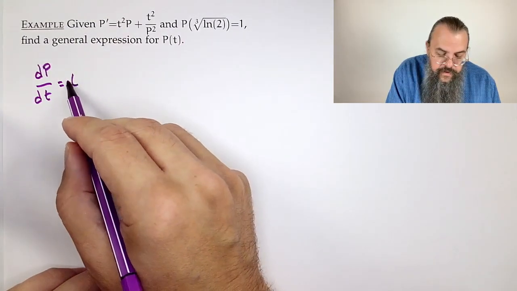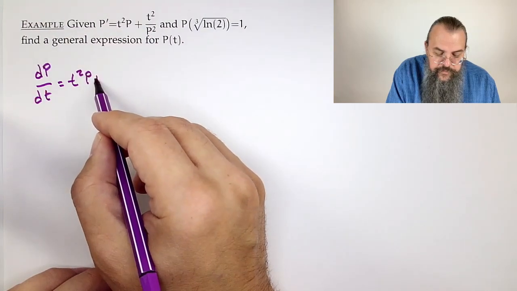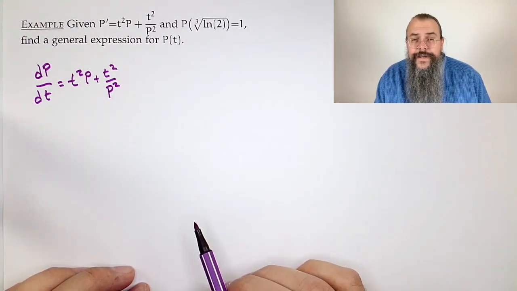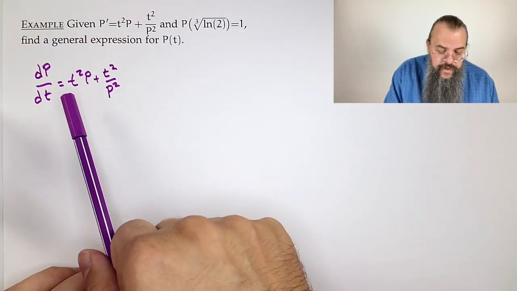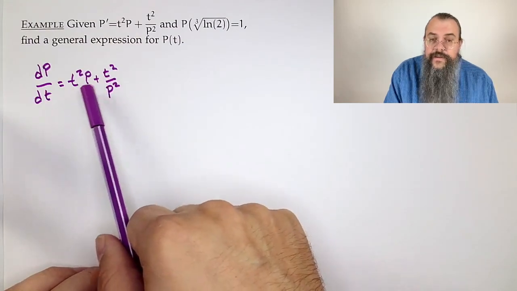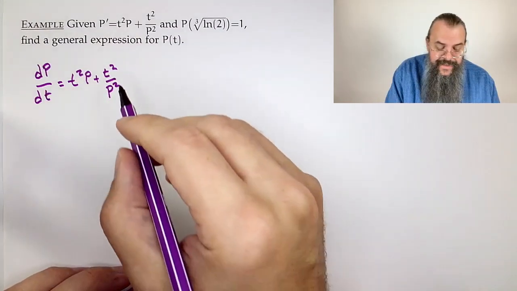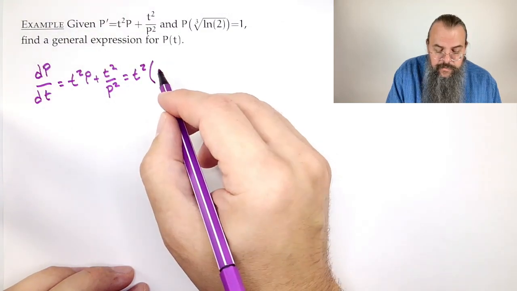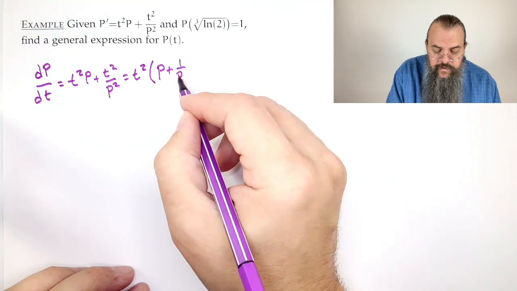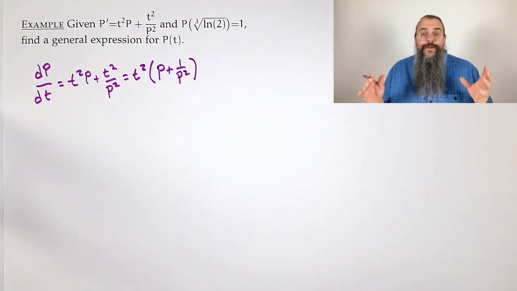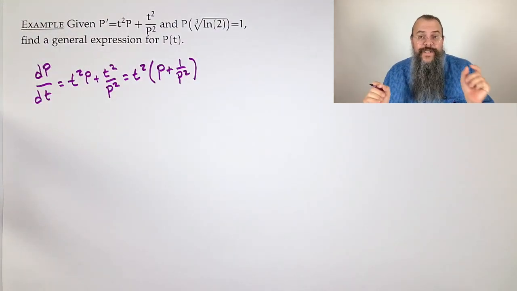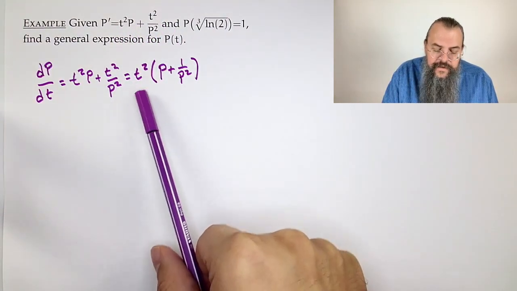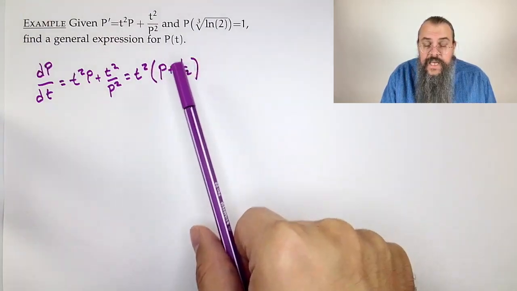Well, it's initially t squared p plus t squared over p squared. Well, what can we do? Notice they both have t squareds, so let's factor that out. So that is t squared times p plus 1 over p squared. And now we're much more comfortable. It's like, aha, this is clearly separable. Right here, not so clear, but here it's like, oh yeah, function of t, function of p.